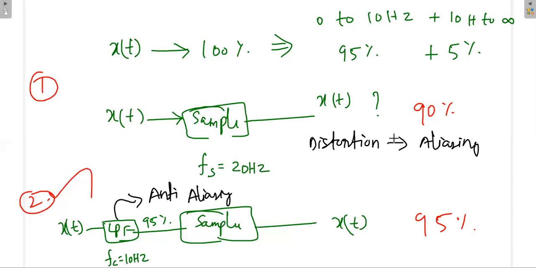If you are not following the sampling theorem properly, the distortion will happen. That is called aliasing. To overcome the aliasing, we use a low pass filter before sampling. That's why this low pass filter is called an anti-aliasing filter.